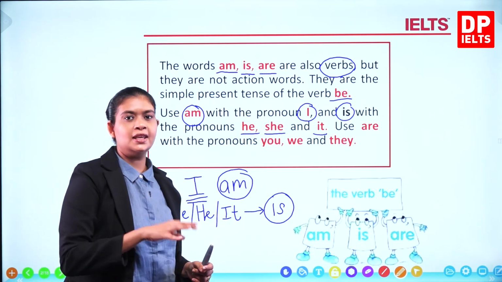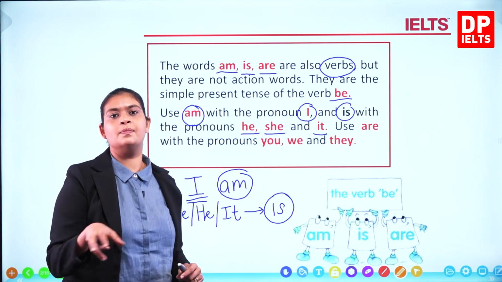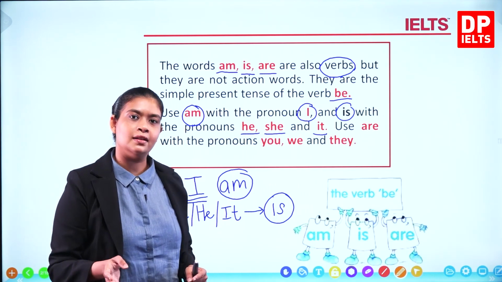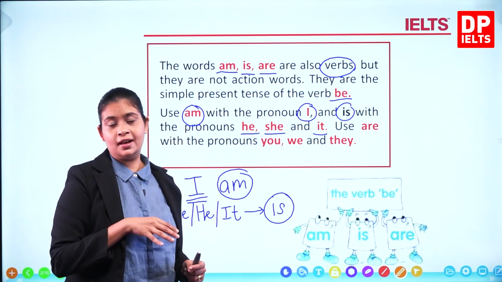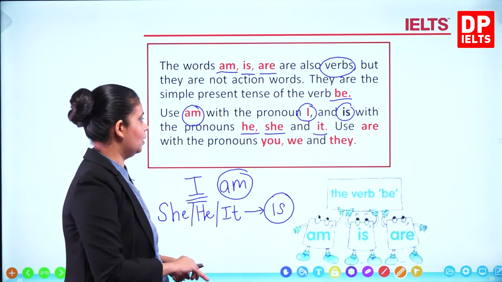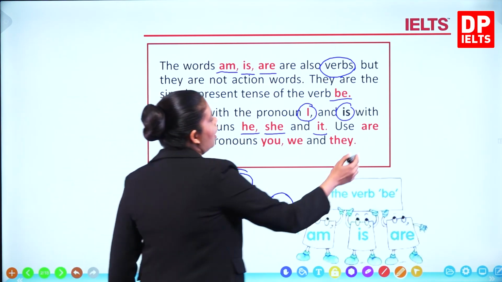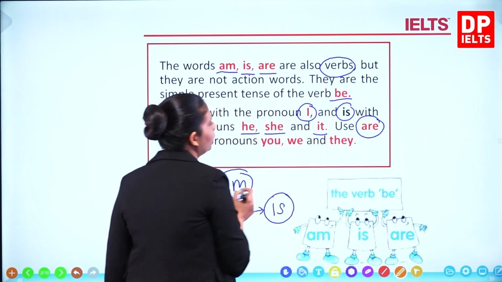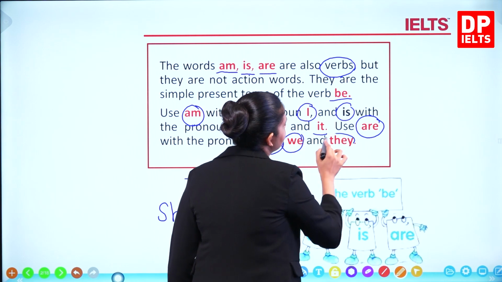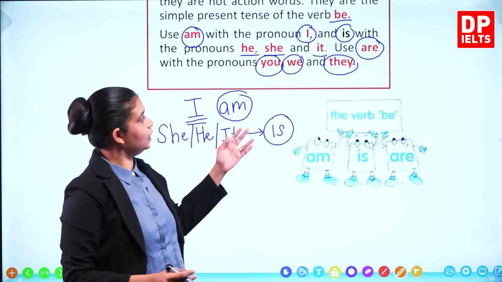Right? She is a girl. He is a boy. It is a cat. Maya is a girl. Right? Sri Lanka is a country. Is is singular. We use are with you, we and they. We, you, they.